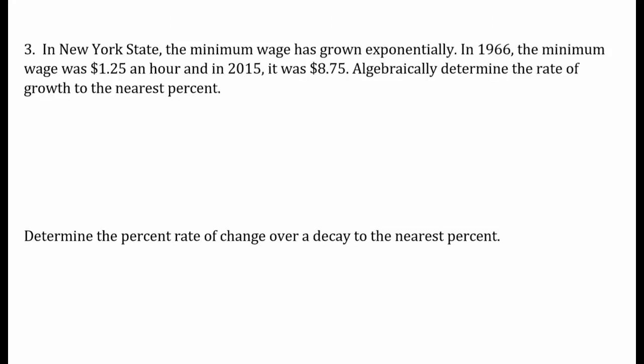Number three, in New York State, the minimum wage has grown exponentially. In 1966, the minimum wage was $1.25 an hour, and in 2015, it was $8.75. Algebraically determine the rate of growth to the nearest percent. So, I'm starting with $1.25. I want to know what the rate of growth is, so I'm just going to call that b. How many years went by from 1966 to 2015? That's a change of 49 years. After those 49 years, I ended up at 8.75.